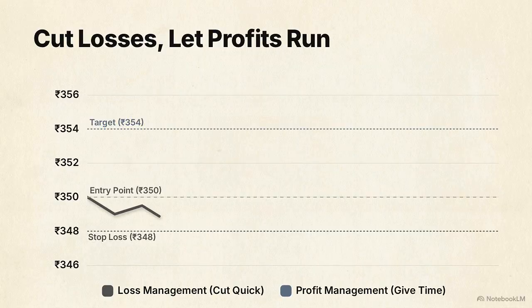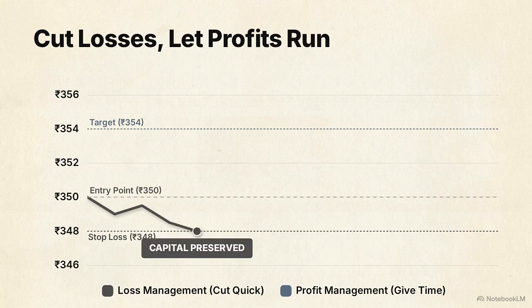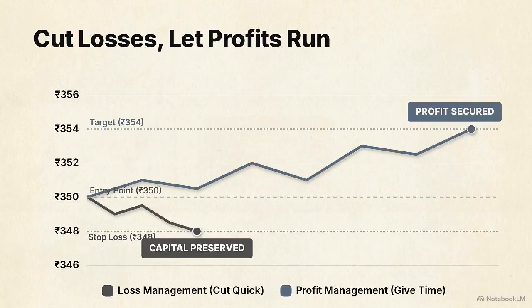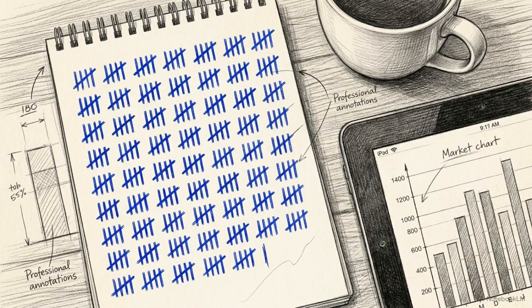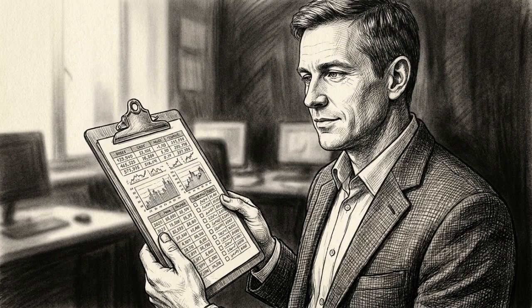High-performance trading requires moving quickly on losses to preserve capital while giving profitable trends the time they need to reach the target. Before risking real capital, execute 50 consecutive simulated paper trades. This provides the data needed to prove the math works in live market conditions. Success in the market comes from managing present risk, not predicting the future.